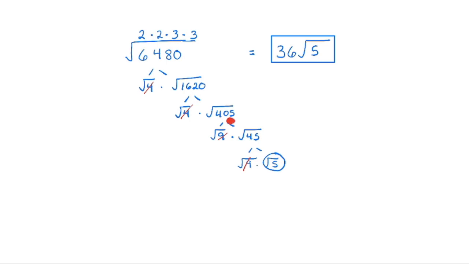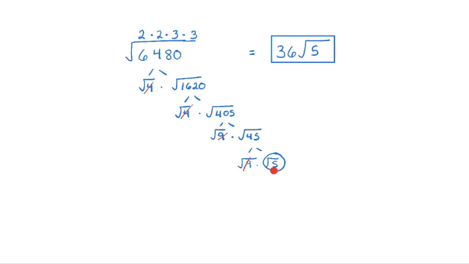Is there a perfect square that will divide evenly into 405? We can divide by 9. The square root of 9 is 3. Put that 3 on top. Check. Is there a perfect square we can still take out of 45? And again, we can divide that into 9 times 5. The square root of 9 is 3.